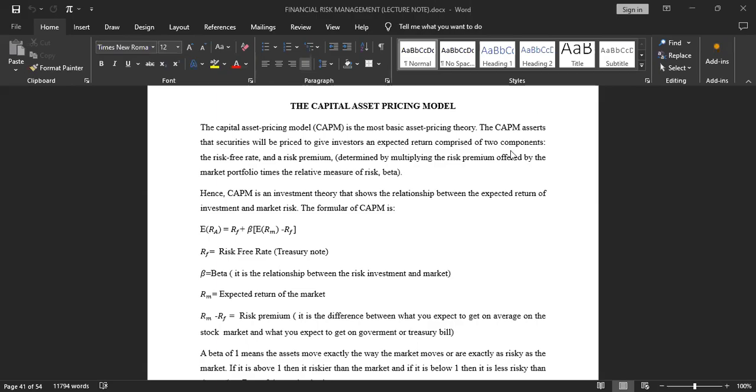Okay, so today we are doing the capital asset pricing model. The capital asset pricing model is the basic asset pricing model, and it shows the relationship between expected return on an investment and market risk. It shows the relationship between what expected return and what market risk. And this is the formula.